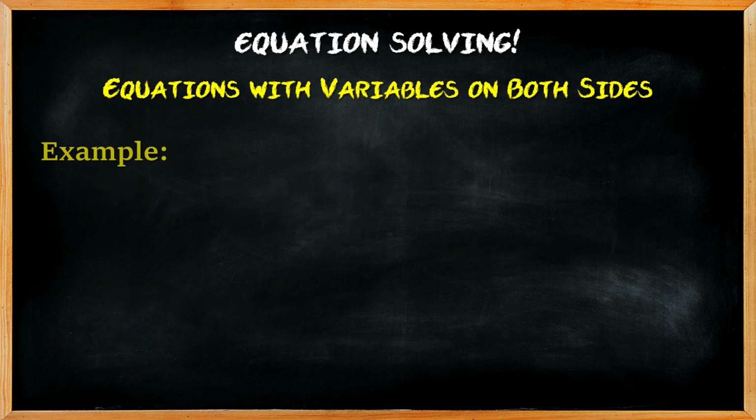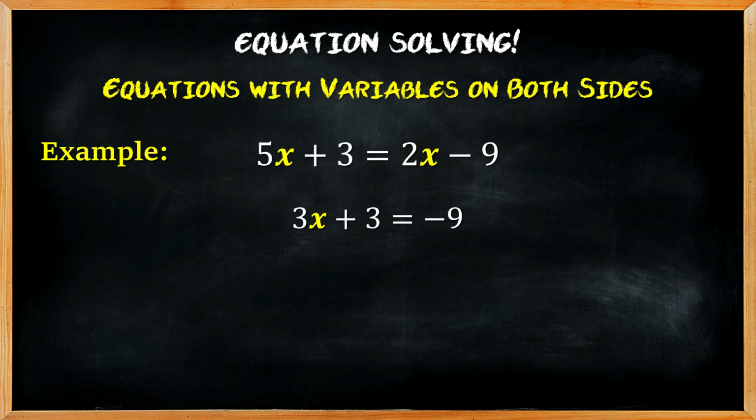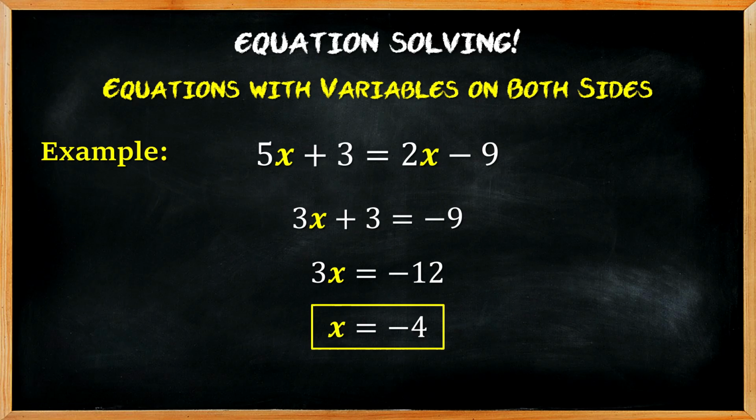Here's another example to reinforce the concept. Subtracting 2x from both sides gives us 3x plus 3 equals negative 9. Then subtracting 3 from both sides gives us 3x equals negative 12. Finally, dividing by 3 gives us x equals negative 4. Remember, the key to solving equations with variables on both sides is to systematically move all variable terms to one side and all constants to the other side.